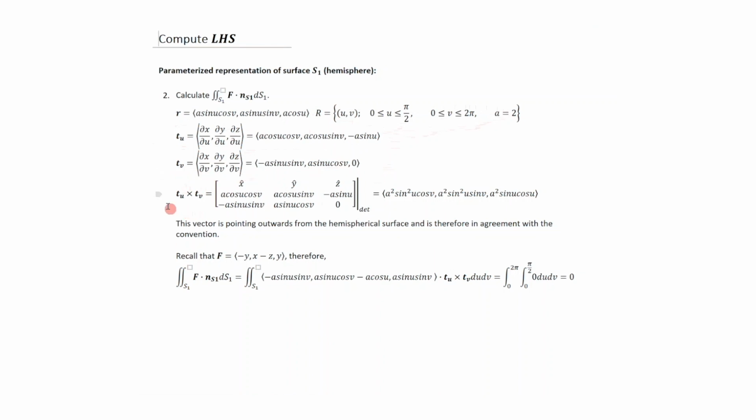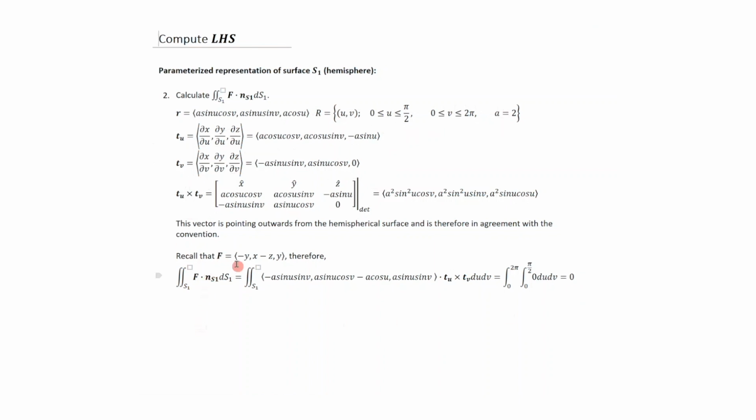And the next step is to take the cross product of these two vectors, and that means you take the determinant of this matrix. Recall, first row are the unit vectors, second row is the first vector, and the third row is the second vector. If you do this calculation, you end up with this result. Now, in this case, the vector is pointing outwards from the hemispherical surface, and therefore it's in agreement with the convention. So we can make use of that now in terms of computing the flux.